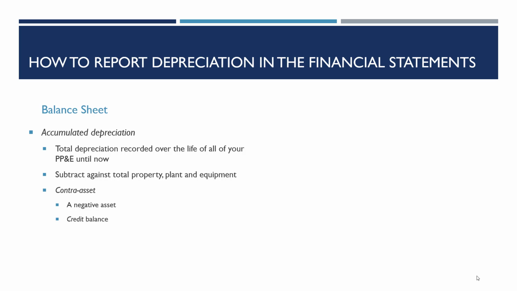And accumulated depreciation has the distinction of being something called a contra asset. In other words, a negative asset. In the debit-credit system, it has a credit balance because assets have debit balances. And this is a negative asset, so therefore it's the opposite of an asset, you could say. And therefore it's going to have a credit balance.